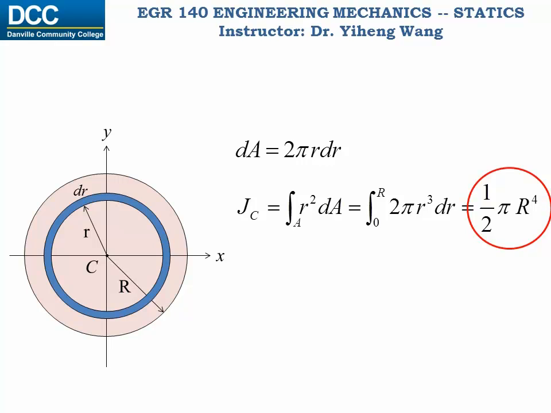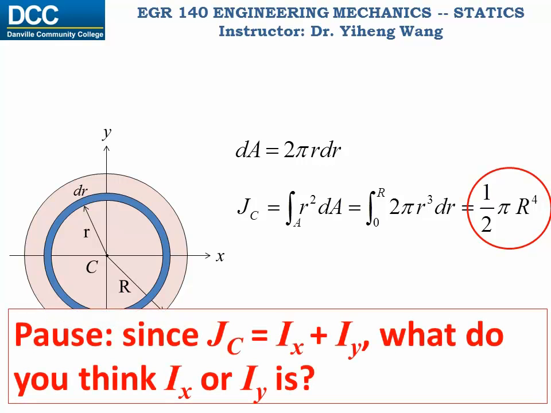Before we move on, I want you to pause again and think. Since polar moment of inertia equals Ix plus Iy, and again, because of the symmetry of this circular area, what do you think Ix and Iy should be?